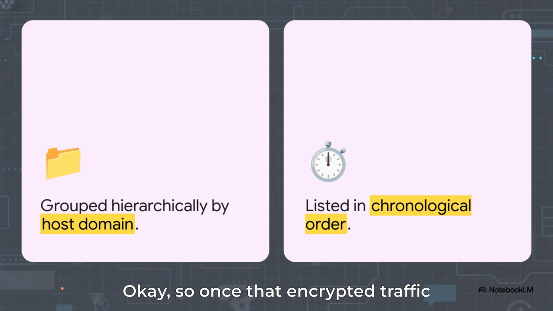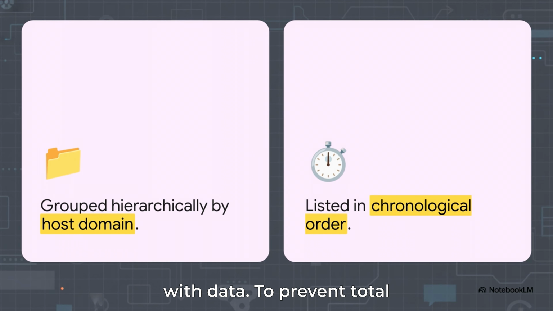Okay, so once that encrypted traffic is actually readable, you'll see Charles start populating with data. To prevent total cognitive overload, Charles gives us two main ways to view this absolute fire hose of information.